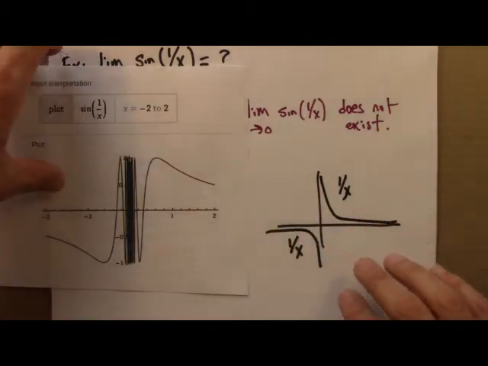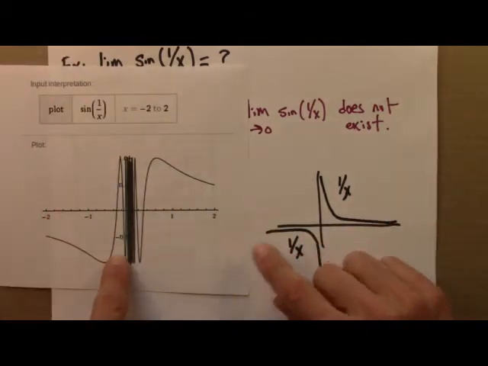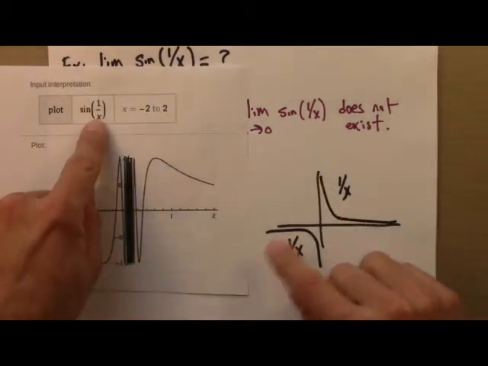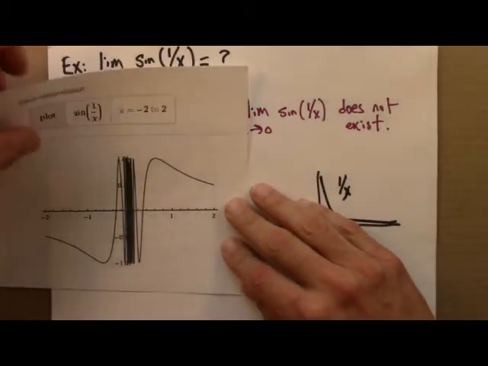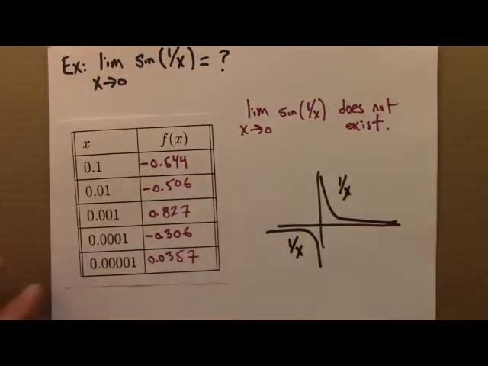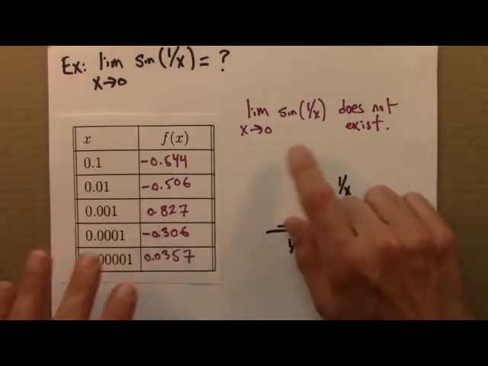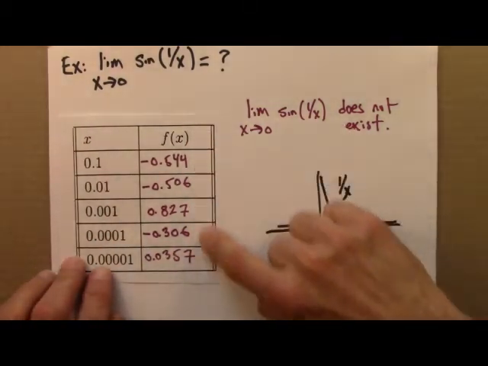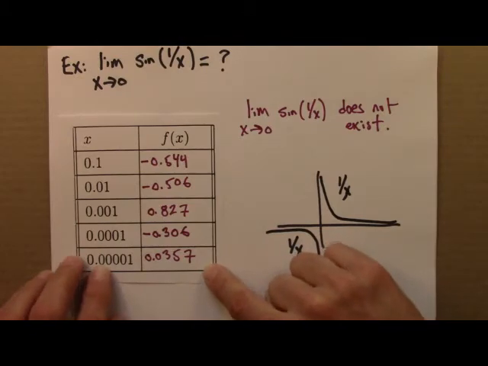In any event, you can think about it in terms of this graph, in terms of what 1 over x does, compound functions. You can just think of it in terms of this table of numbers. The bottom line is this limit does not exist because this column of numbers is not getting closer and closer to any constant.